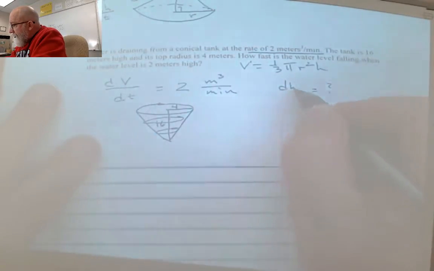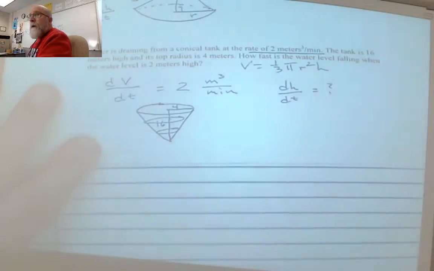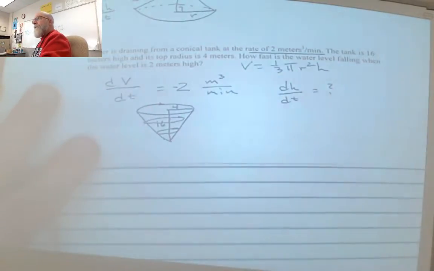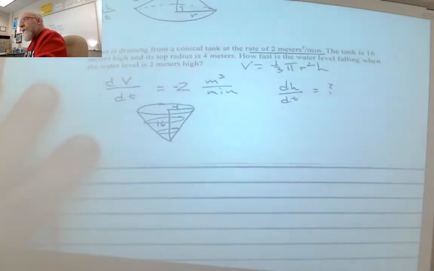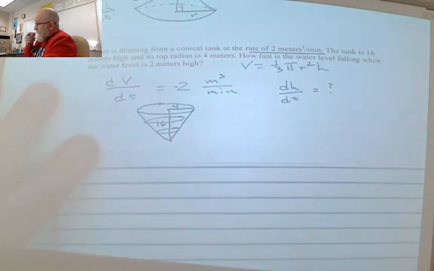dH dt. Perfect. Okay? Positive or negative am I looking for as an answer? Negative, right? Because it's falling. Everybody got that? Okay. Oh, yeah. Thank you. It better be negative. Way to catch me. Awesome. Because it's draining out of there, right? It's decreasing.